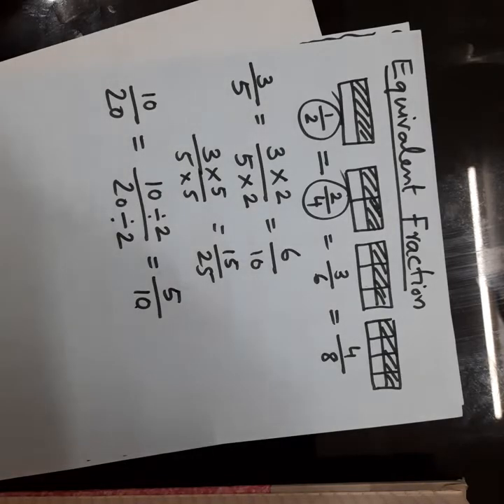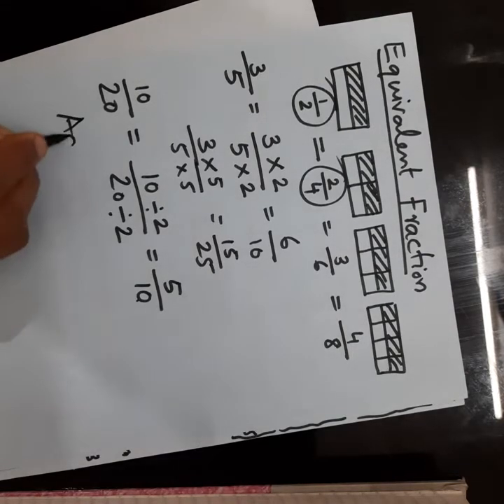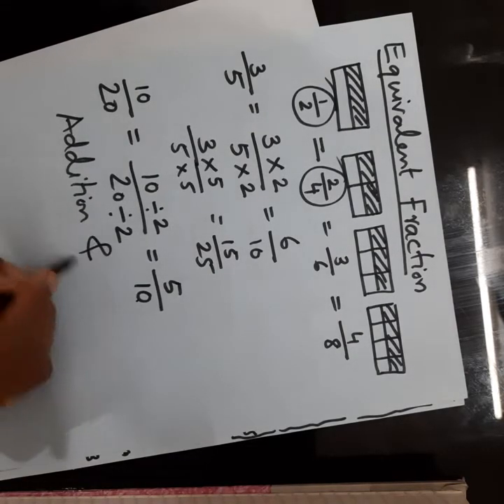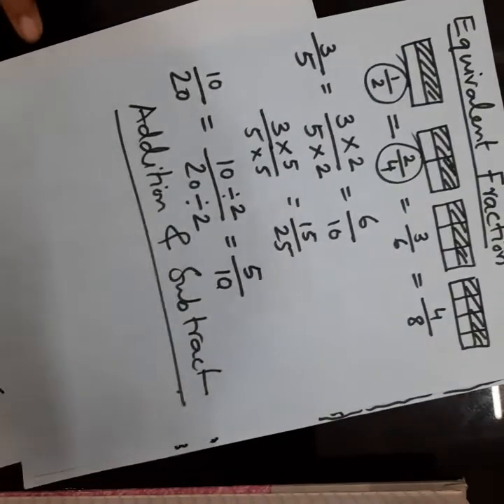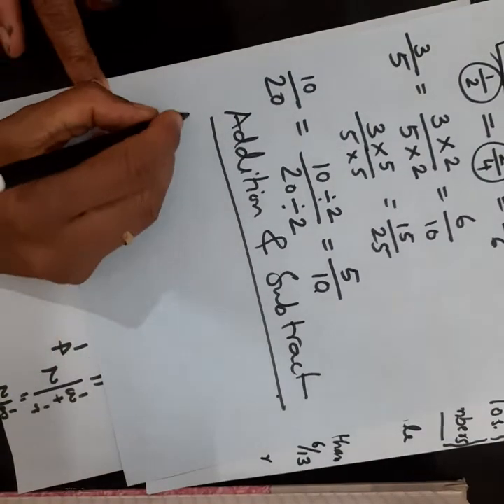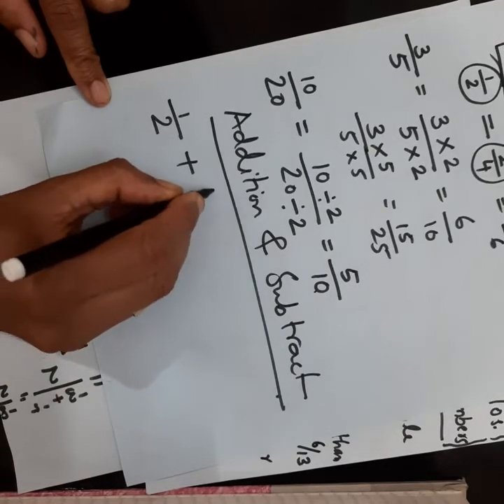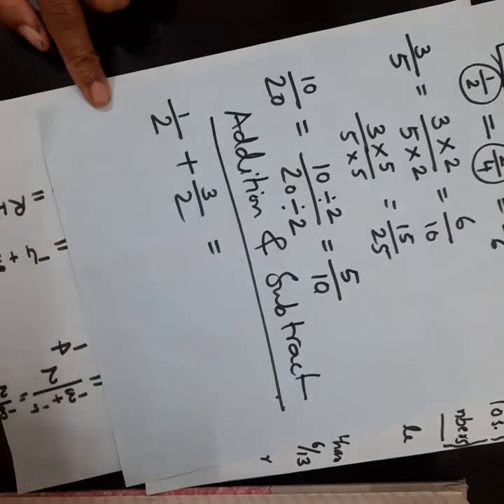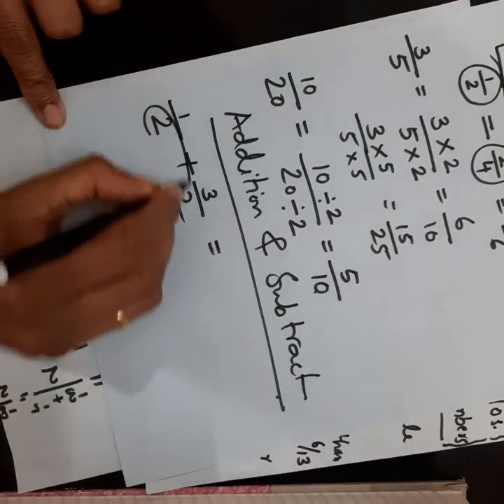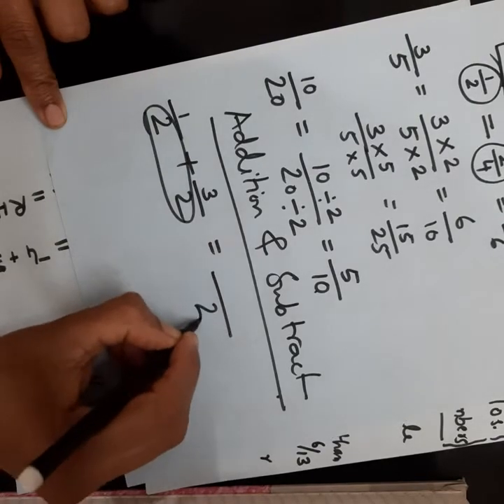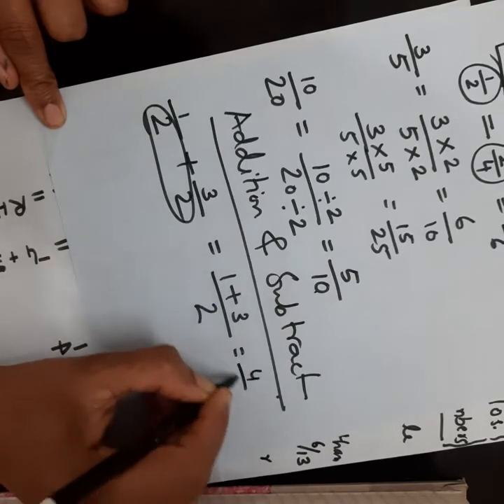Next, how we can add and subtract fractions. So addition and subtraction of fractions. Let us see how we can add and subtract fractions. For example, I have to add 1 by 2 plus 3 by 2. How can I add? Before adding the fractions, we have to see the denominators. If the denominators are same, the answer's denominator also will be same, and we just add the numerators. 1 plus 3 is 4, 4 by 2.